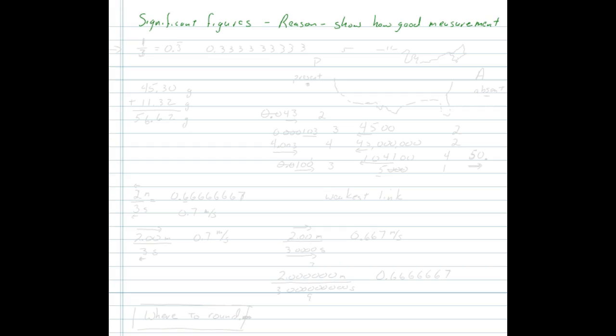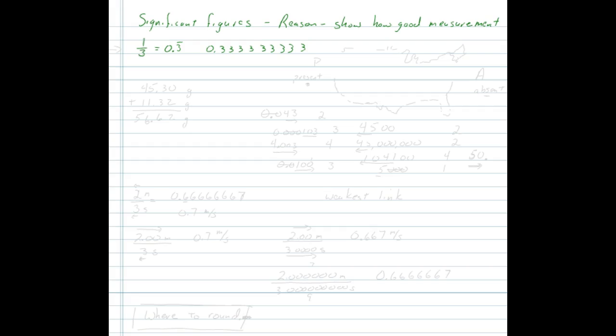For instance, if you have 1 divided by 3, your math teacher will say 0.3 repeating, or 3, 3, 3, 3, 3. Okay? Something like that. So if you do that, and you write all these digits down, that means you have a really good measurement.